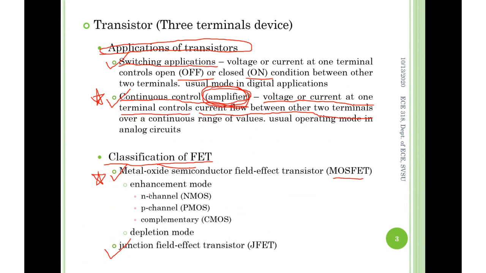So the MOSFET has enhancement mode or depletion mode. The mode we are studying is enhancement, under which we are studying the N-channel and the P-channel, or say the N-MOS and the P-MOS. Depending on the time, we probably talk a little bit about CMOS, or maybe not. CMOS is very popularly used in digital circuits. And these two are for analog circuits, and this is digital circuit.